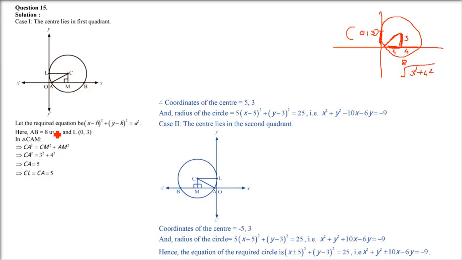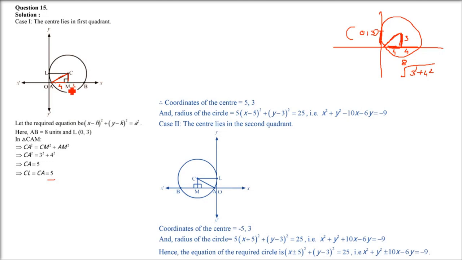So what is the radius? Under root 4 square plus 3 square. So this AC or CL, whatever you take, it's the radius only. In this figure, CA or CL, everything is radius. So if we find out AC, CL will also be found out. So we have the radius as 5.